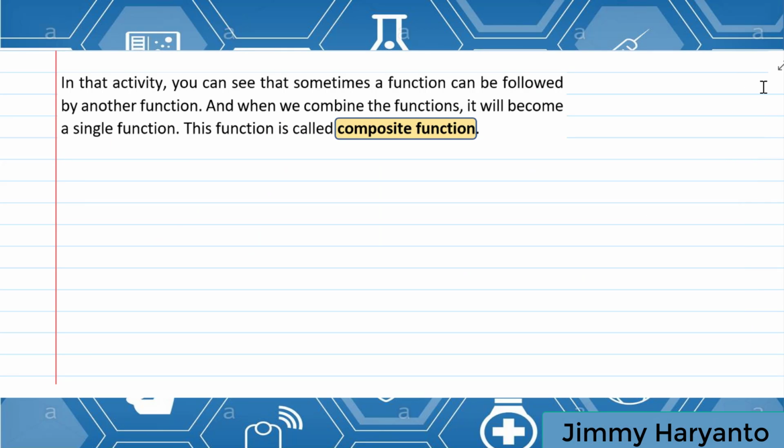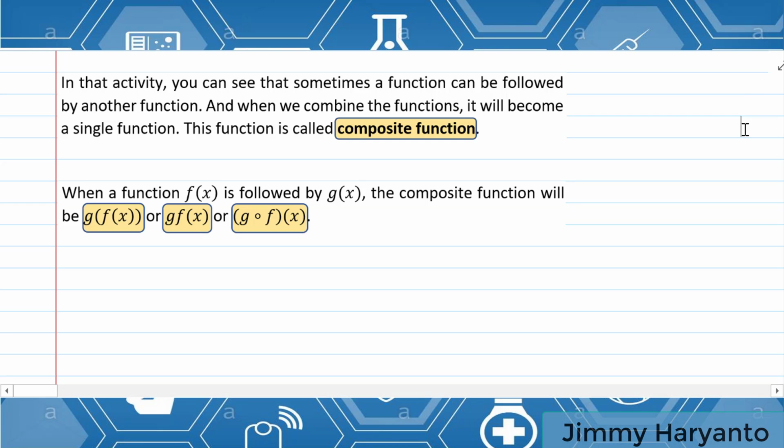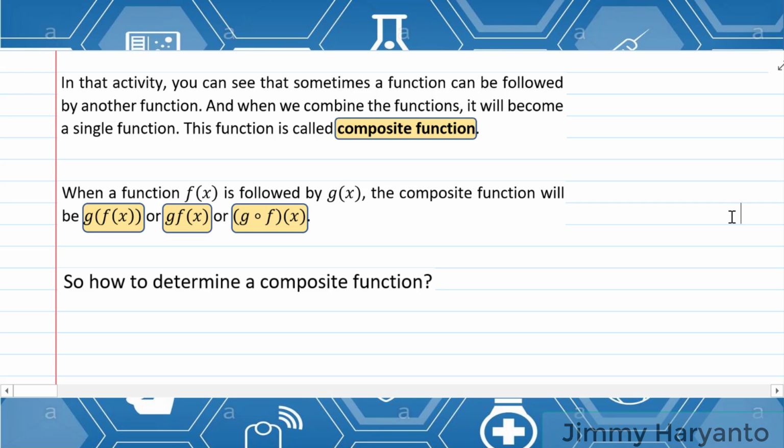Okay, in that activity, you can see that sometimes a function can be followed by another function. And when we combine the functions, it will become a single function. This single function is called a composite function. When a function f(x) is followed by g(x), the composite function will be g(f(x)), or gf(x), or g∘f(x). These three are the same. It's only a matter of writing. Next, how do we determine a composite function?